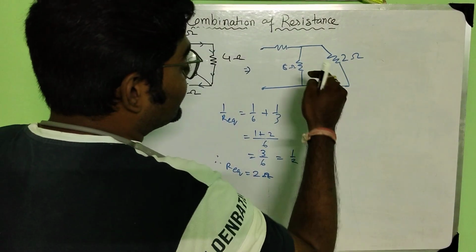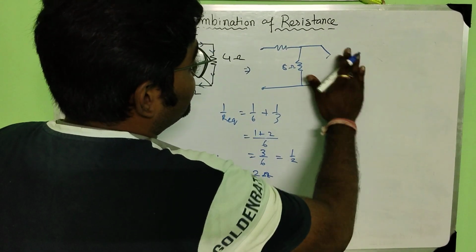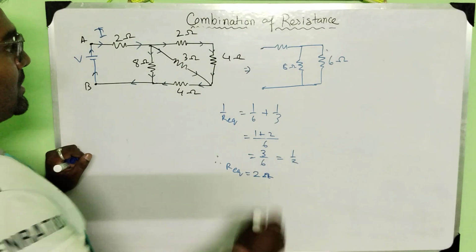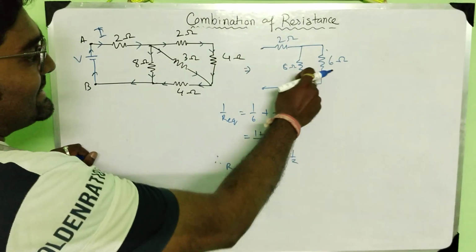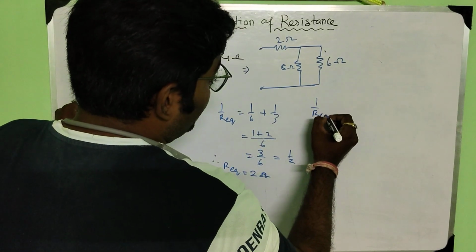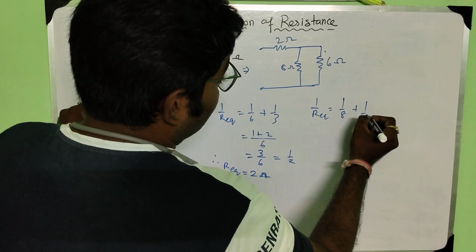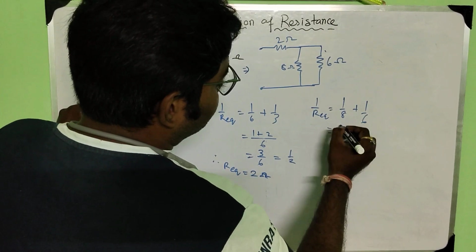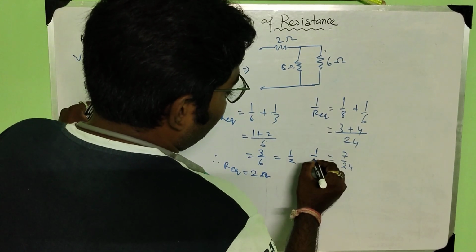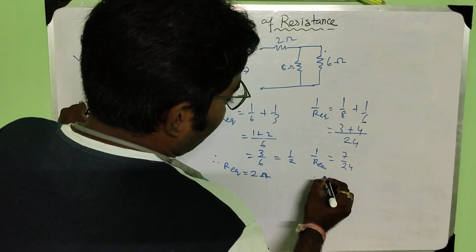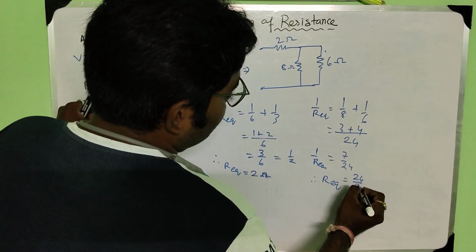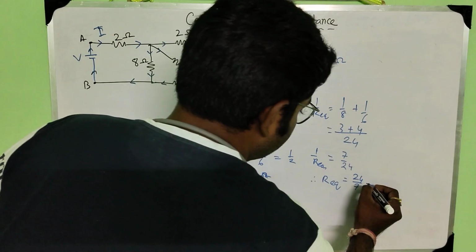You will see that this is series combination. So obviously 2 plus 4 will become 6 ohm. This is 2. Now this 6 and 8 again they are in parallel combination. So 1 by Req will be 1 by 8 plus 1 by 6, that is 3 plus 4, 7 by 24. That means 1 by Req is 7 by 24. Therefore, Req will be 24 by 7. This is the ohm.